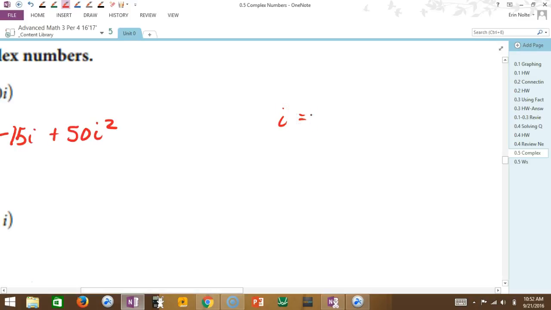Okay, so i is the square root of negative 1, right? So if we square a square root, what happens? They kill each other out, and you're left with, yeah, negative 1. Okay, so now we know that i squared is actually the value of negative 1.